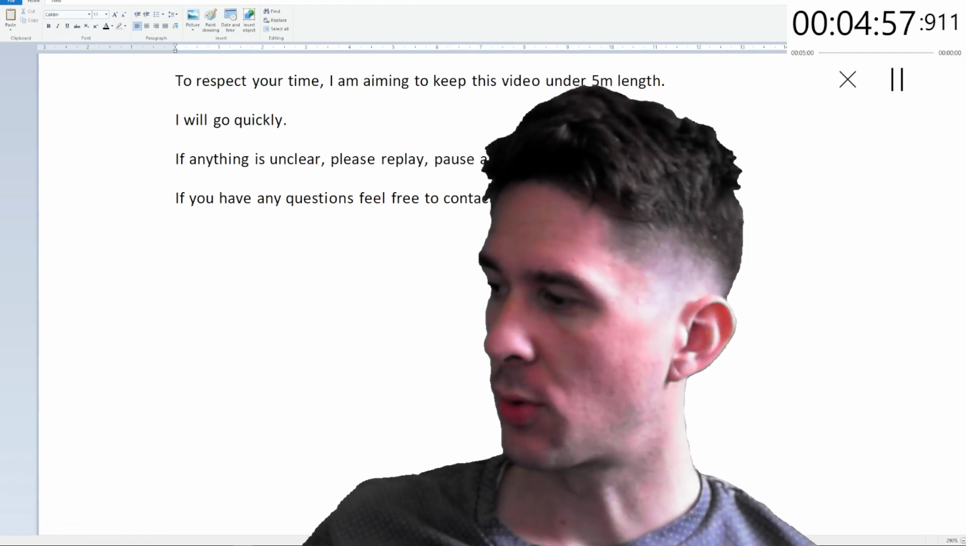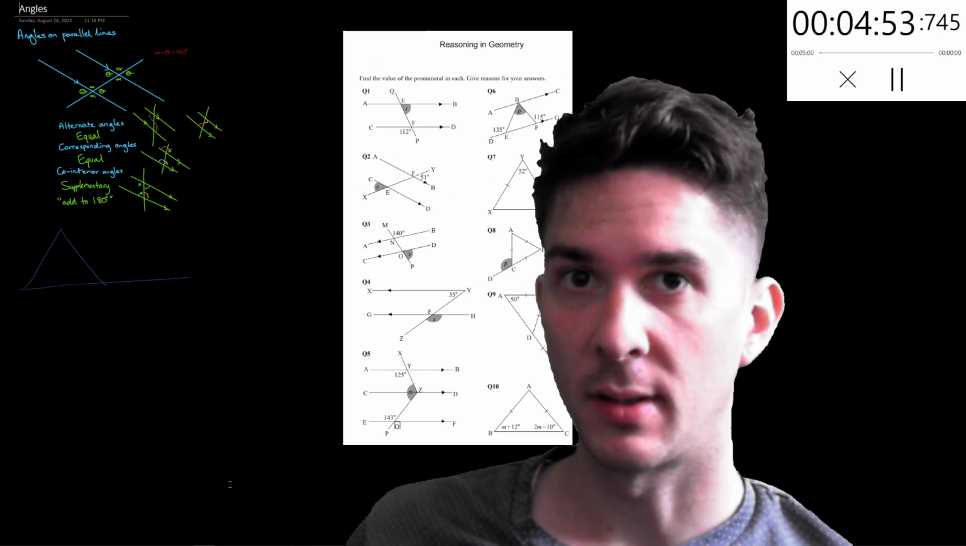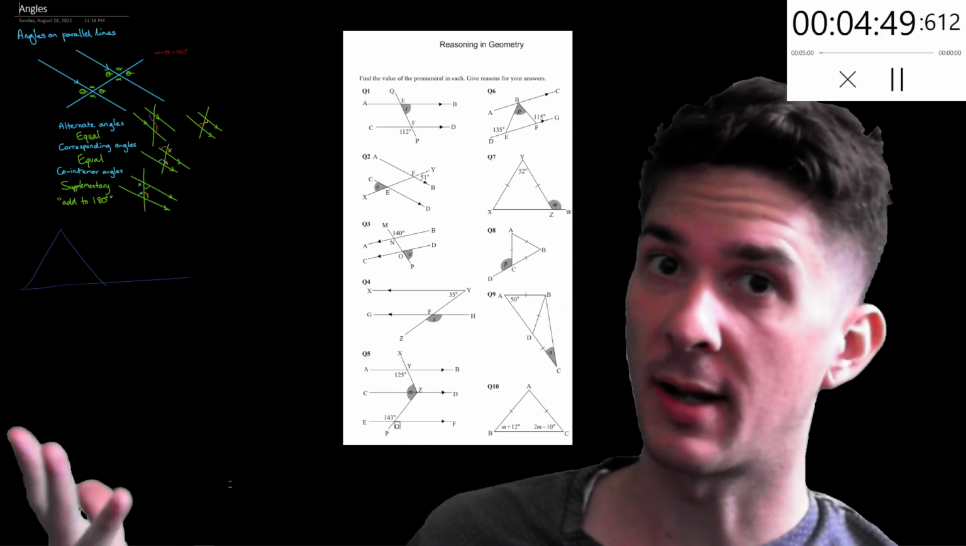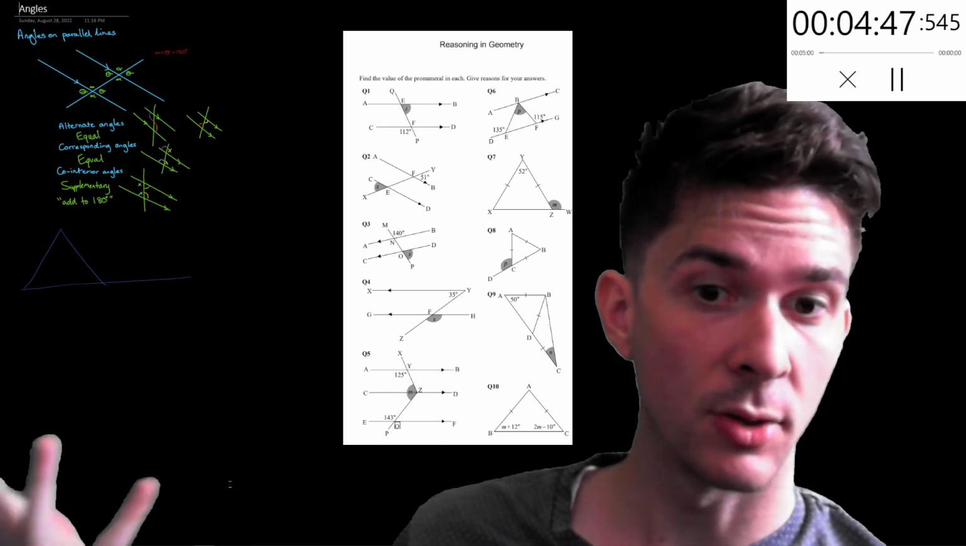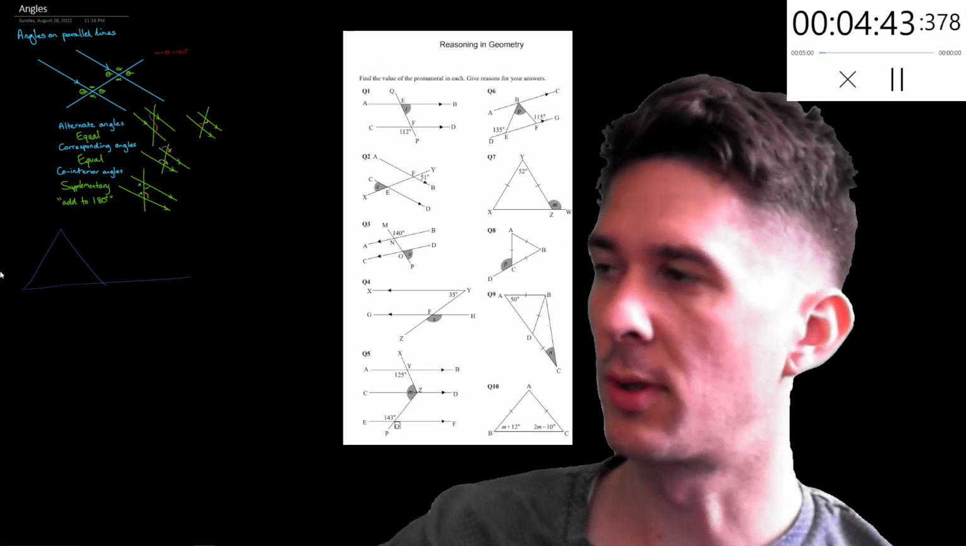So, I've been asked some questions about angles on parallel lines. I set this worksheet as homework for my student. Feel free to have a go at it now before we get into it. I've been asked for help with questions 5 through 10. So, that's all I'm going to be doing today.